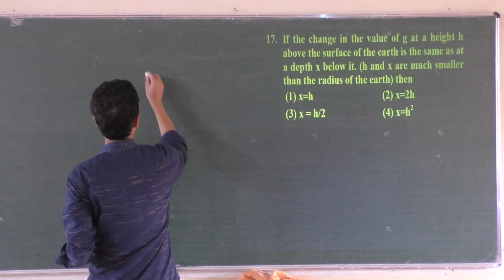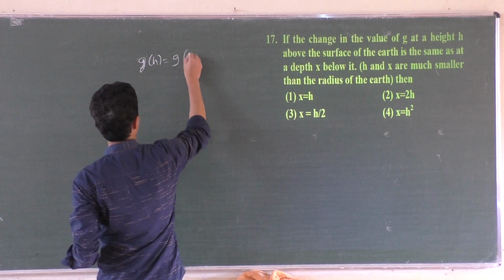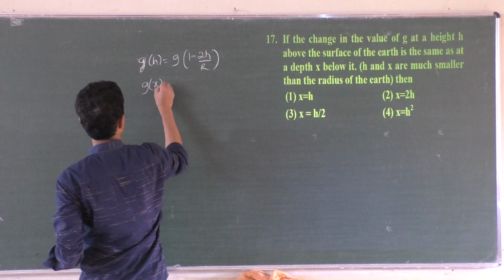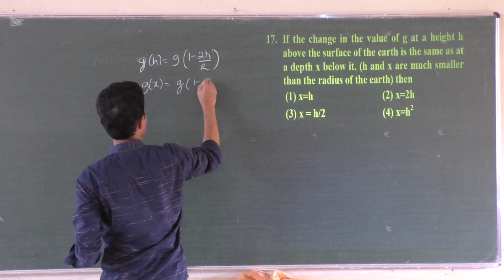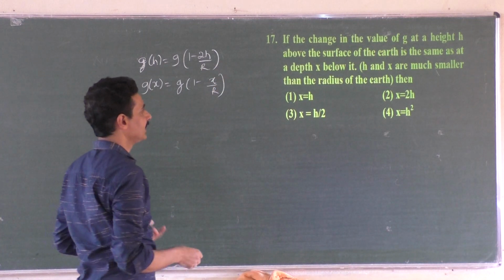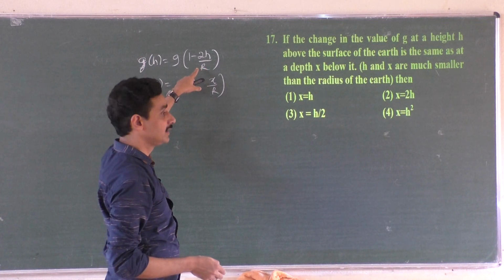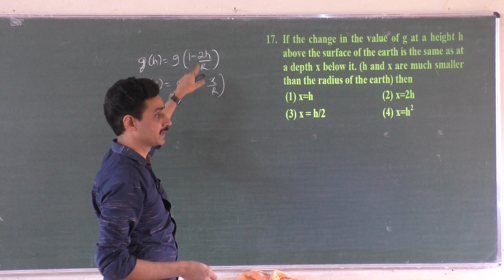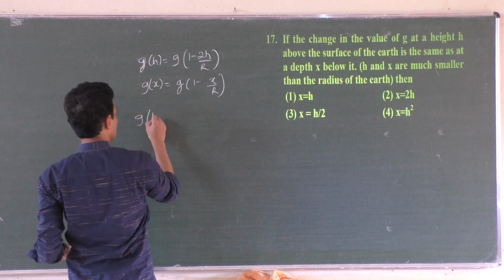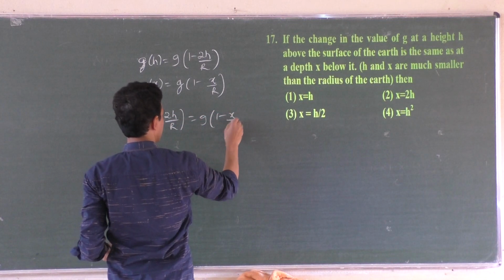So you know that g at a height h is g into 1 minus 2h by r. And g at a depth x is g into 1 minus x by r. No 2 here. They are the same. h and x are much smaller than the radius, then you can use this formula. If height is very large, then you can write r by r plus h whole squared. Okay, now if they are equal, then g into 1 minus 2h by r must be equal to g into 1 minus x by r.